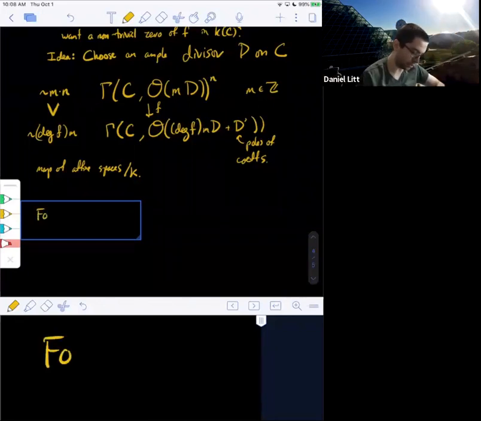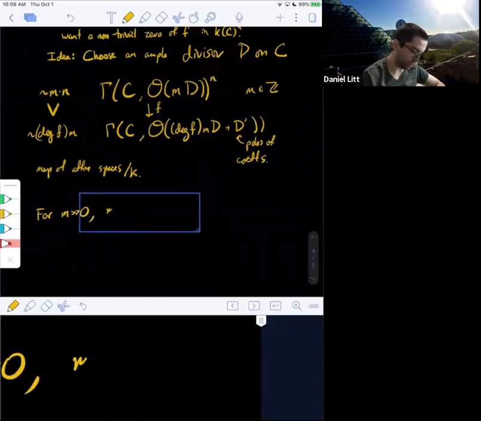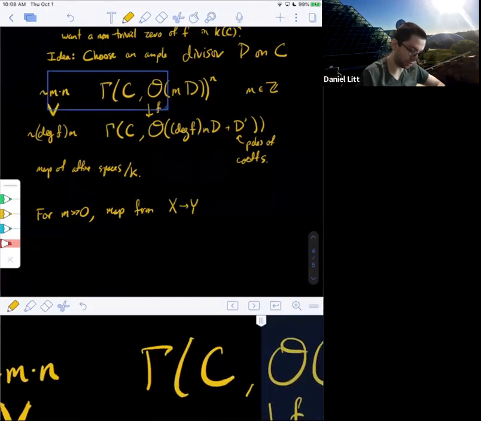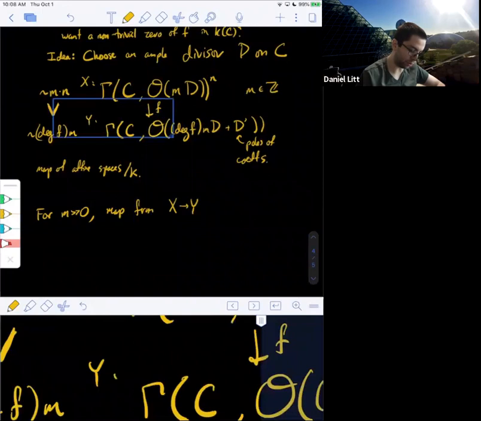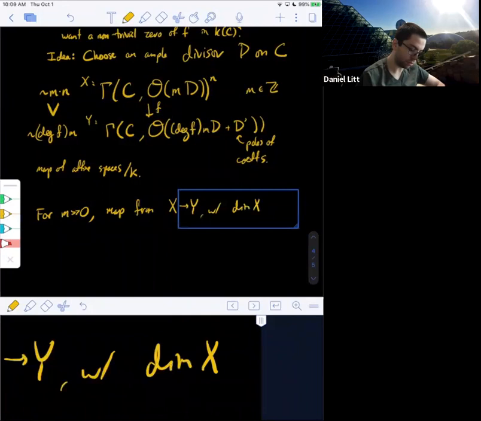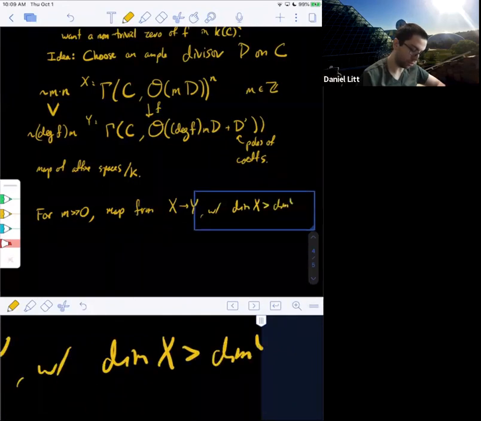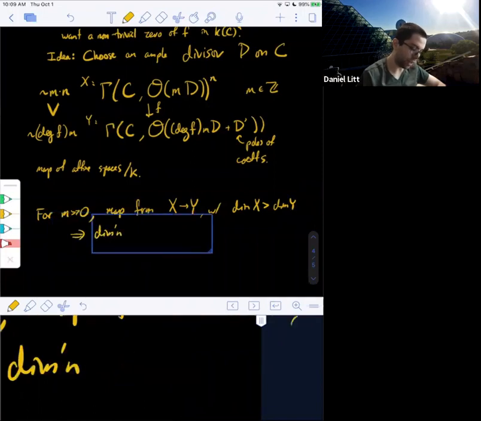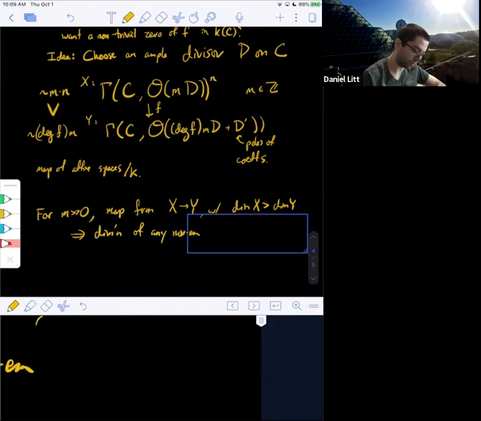So what that means is that for m much bigger than 0, we have a map from x to y. Let me just call this x and this y. They're both affine spaces, with the dimension of x bigger than the dimension of y, which implies that the dimension of any non-empty fiber is positive.